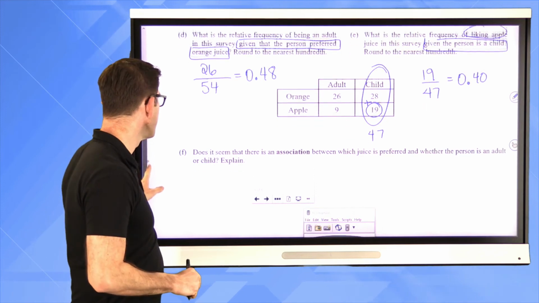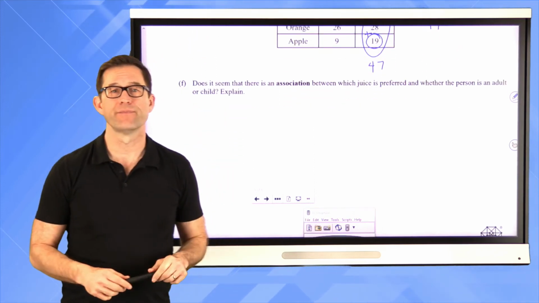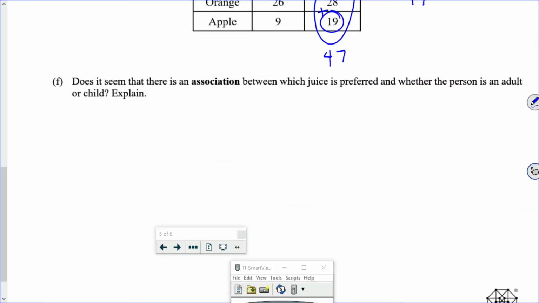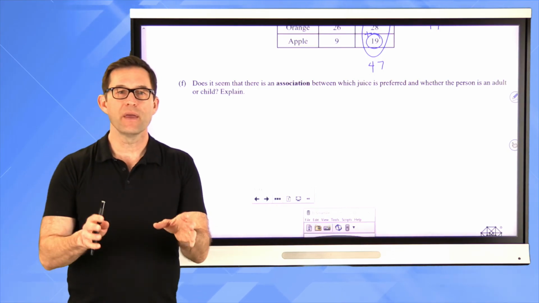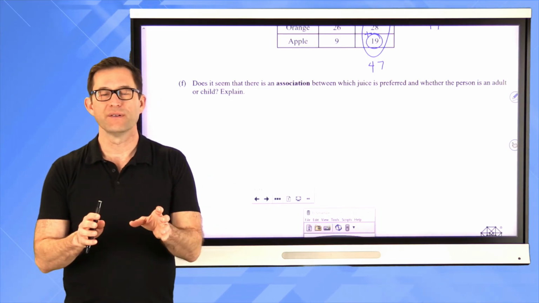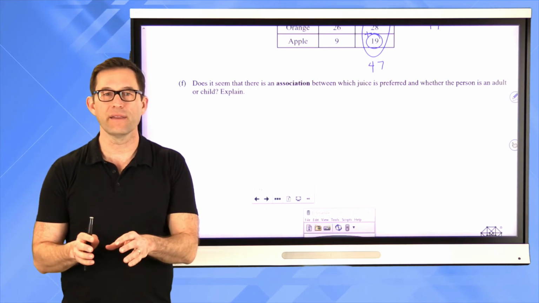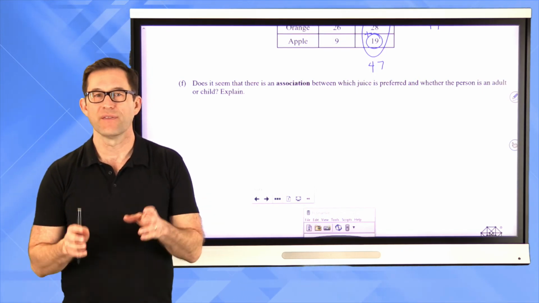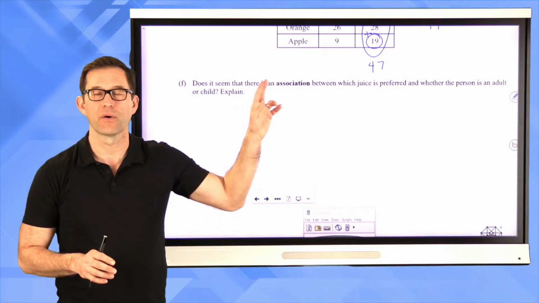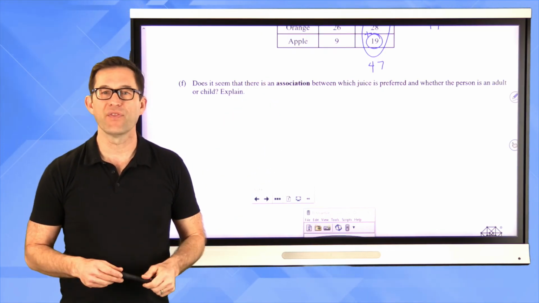All right, finally, let's take a look at F. Does it seem that there is an association between which juice is preferred and whether the person is an adult or a child? Explain. All right, now what this really means is, does being a child or an adult seem to affect how likely it is that they will choose orange juice or apple juice? That's what it really boils down to, okay? So pause the video now and think about that a bit.